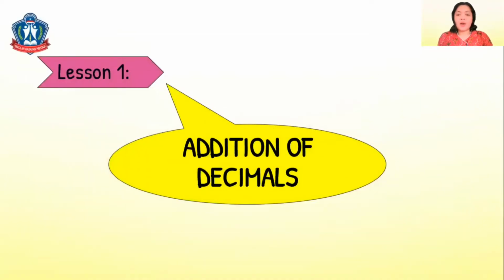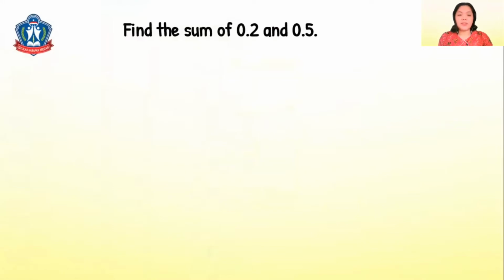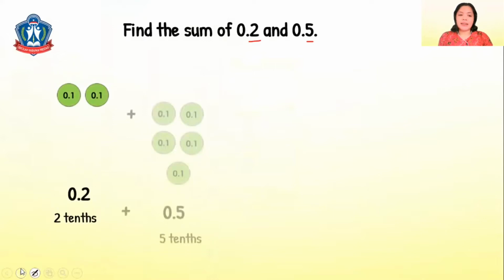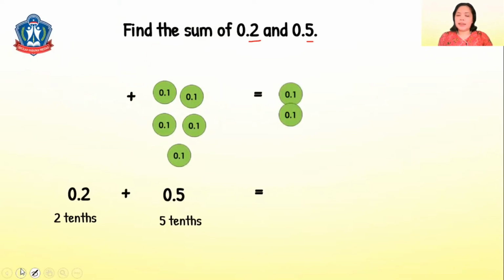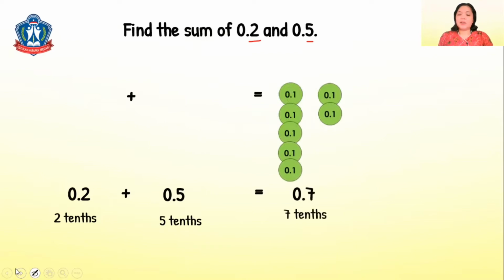Let's start with lesson 1, addition of decimal numbers. So how to add decimals? For example, let's try to find the sum of 0.2 and 0.5. These two decimals have the same number of decimal places. They have only one digit right after the decimal point. 0.2 is equal to 2 tenths plus 0.5 is equal to 5 tenths. All we need to do is just add all the tenths. So 2 tenths plus 5 tenths is 7 tenths or 0.7.